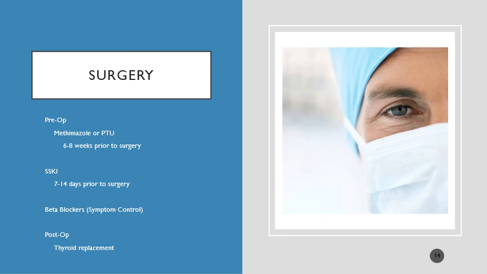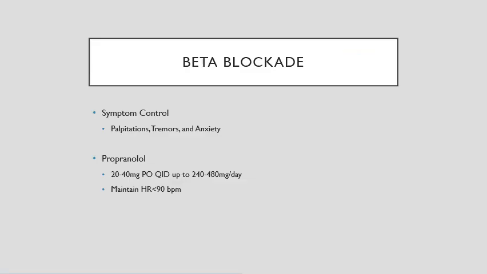Beta blockers are often used for symptom control. And postoperatively, once the thyroid gland is removed, we have to replace the thyroid hormone, oftentimes with a levothyroxine. As stated before, beta blockade can be very helpful in helping control patients' symptoms from hyperthyroidism. Symptoms that can benefit from beta blockade are heart palpitations, tremors, and anxiety.